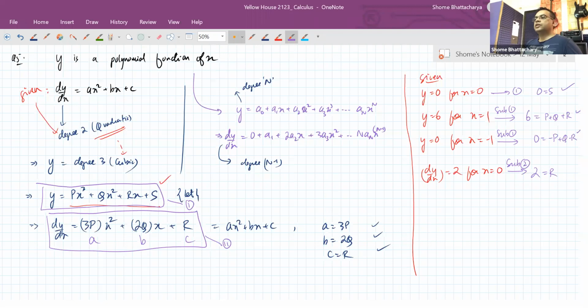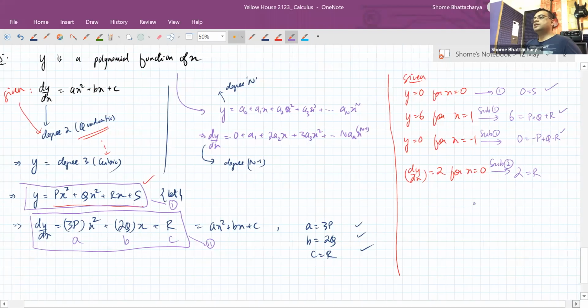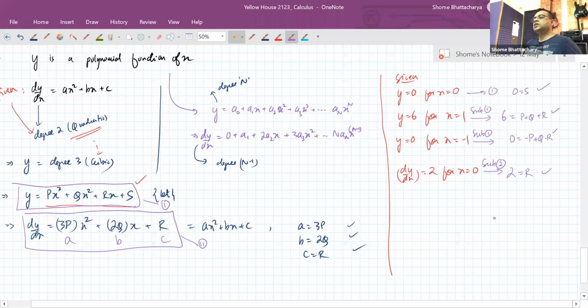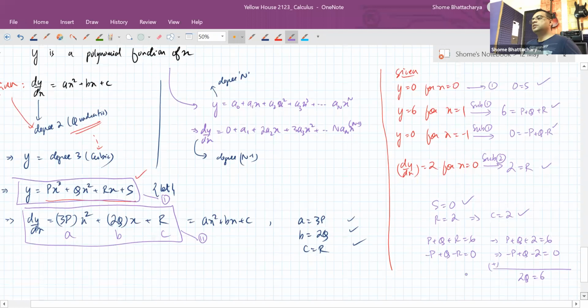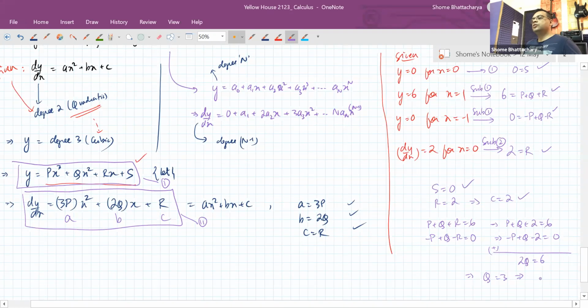So now from these equations, let's see what we are getting. We are getting s is equal to 0 directly. We are getting r is equal to 2, which also means that c is equal to 2, because we can see that r's value is equal to c's value. We are also getting p plus q plus r is equal to 6, which means that p plus q plus 2 is equal to 6. And we are also getting that minus p plus q minus r is equal to 0, which means minus p plus q minus 2 is equal to 0. So now we can solve these two equations by just adding them. So we can see 2q is equal to 6, which means that q is equal to 3, which also means that b, which is equal to 2q, should become 6.